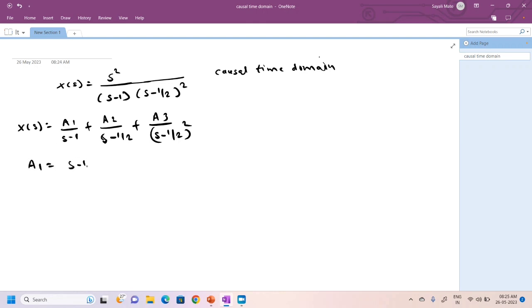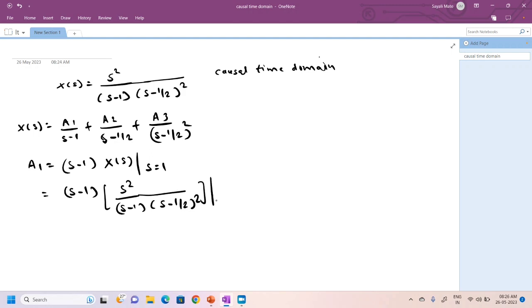So A1 is equal to (s − 1) X(s) at s = 1. So (s − 1) · s² / ((s − 1)(s − 1/2)²) at s = 1. So this gets cancelled. So it becomes 1 / (1 − 1/2)², which will give you 4. So the value of A1 is equal to 4.